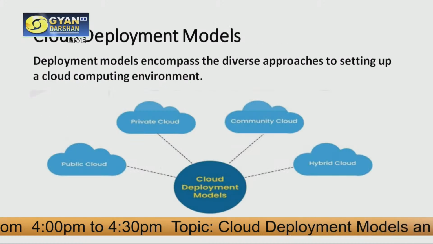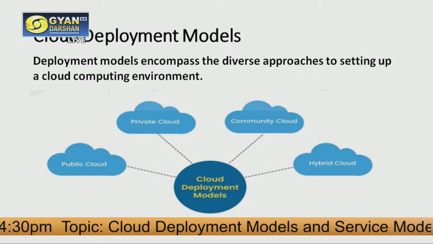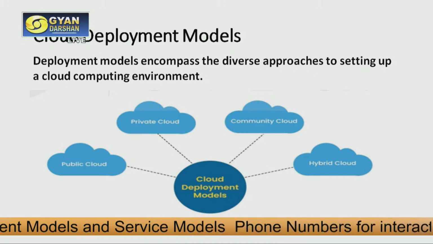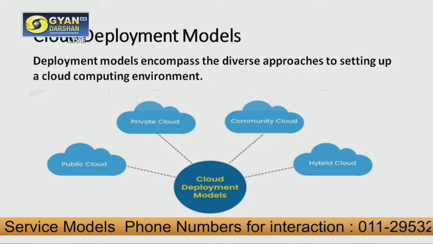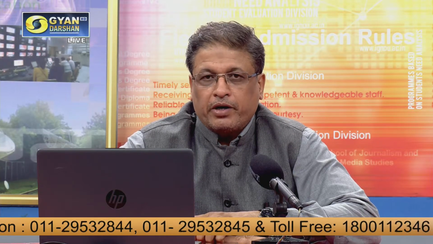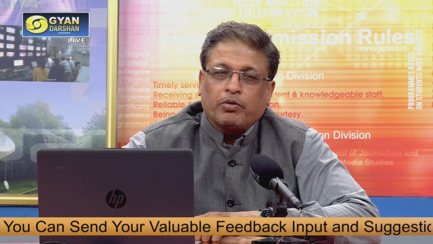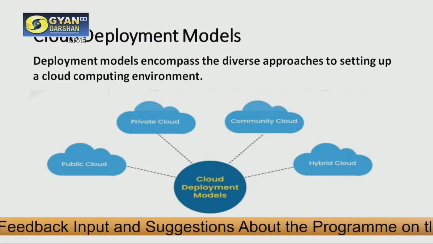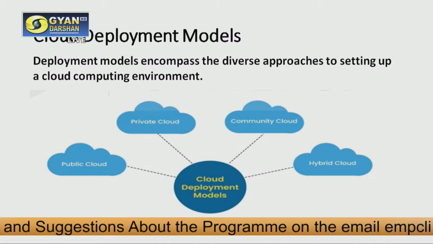Now, so far as the deployment models are concerned, the deployment models encompass the diverse approaches of setting up a cloud computing environment. The cloud computing deployment models are categorized into 4: public clouds, private clouds, community clouds, and hybrid clouds. In this session we are going to discuss the situations when to use the public cloud, when private clouds are more suitable for the execution of the work, what are the limitations and advantages of the community cloud, and when to use the hybrid clouds.